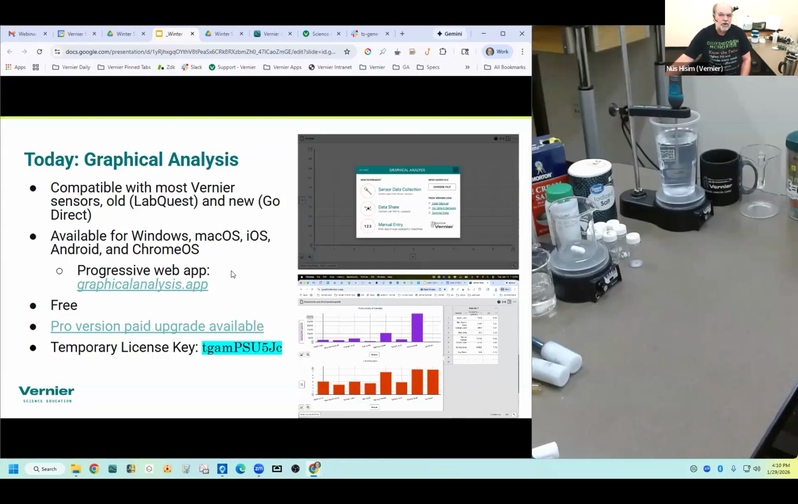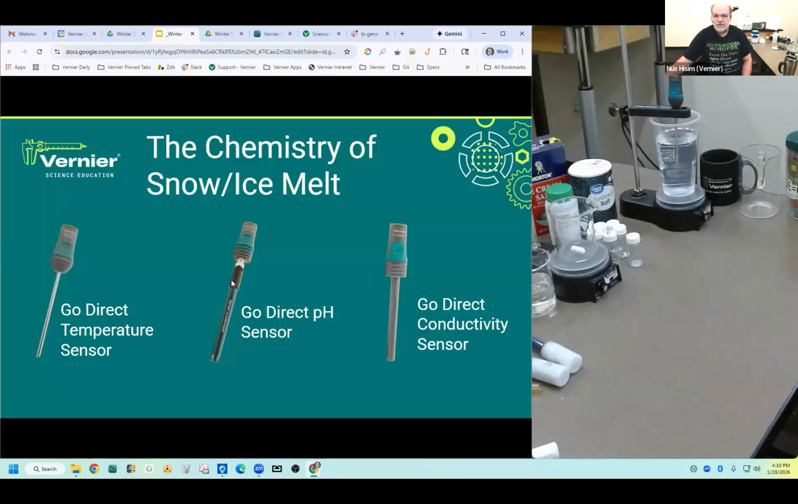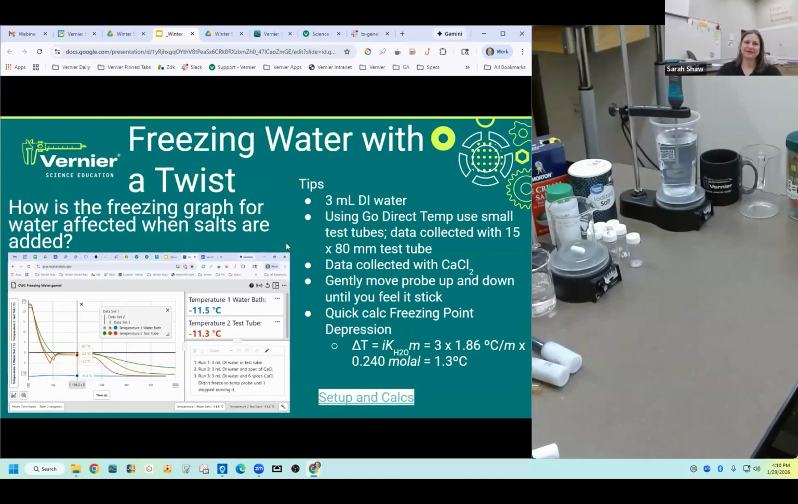So I'm going to use the web-based version of Graphical, but I'm on a PC. I could use the installed one. On my side, I'm going to be looking at these sensors tonight, and really, for what I'm going to demonstrate, it's going to be pH and conductivity. I'm not going to demonstrate the temp probe because honestly, that activity is really cool, but it's like watching paint dry. So I did it last Saturday at my house.